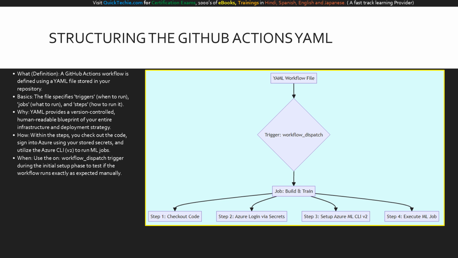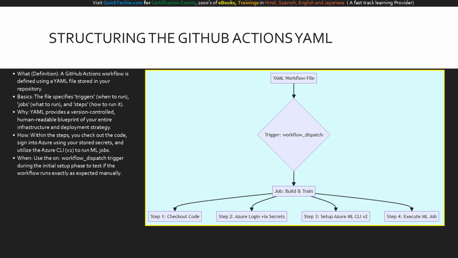Inside these steps, you will instruct the runner to check out your repository code, log into Azure using your service principal secret, and install the Azure Machine Learning CLI. Once the CLI is ready, it triggers your resource provisioning and model training. When you are first building this file, always use the workflow dispatch trigger. This allows you to run the pipeline manually with a button click to test that everything is working perfectly before adding automated triggers.